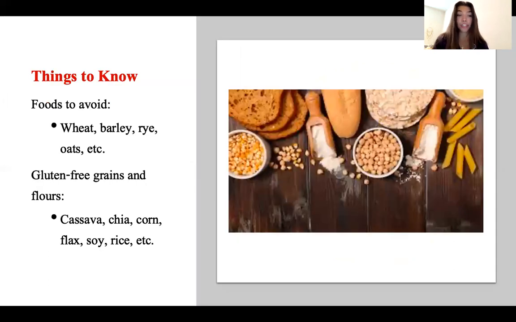Just a couple things to know. Foods to avoid are the wheats, barleys, ryes, and oats that you see in different items. But good alternatives would be your gluten-free grains and flours, such as cassava, chia, corn, flax, soy, and rice. Again, it's important to look at the back of your food labels to identify these items and make sure you are not ingesting gluten so you don't experience those unwanted symptoms.